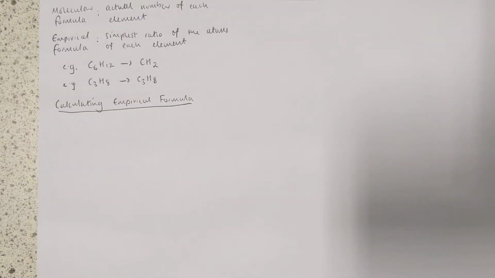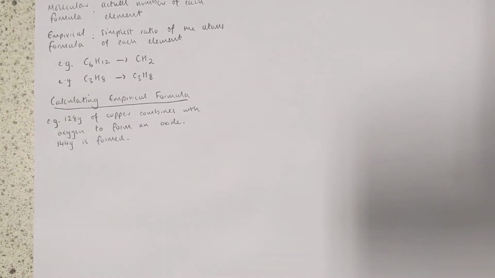The only other thing we need to look at for empirical formula is a calculation you need to be able to do where you work out the empirical formula of a compound using mass values. It's easiest if we look at an example. This is what a question might look like. 128 grams of copper combines with oxygen to form an oxide. 144 grams of that oxide is formed.